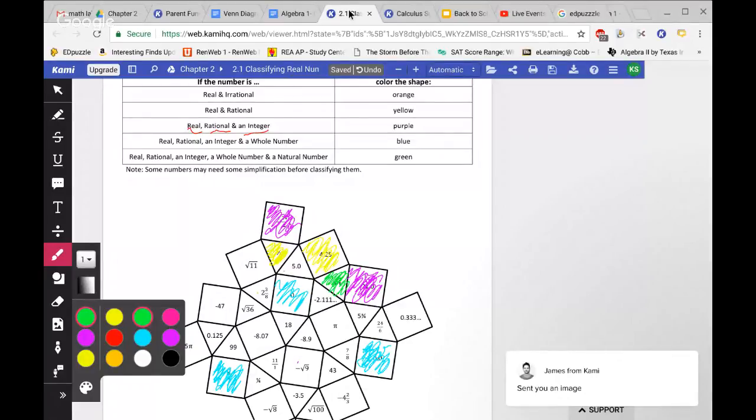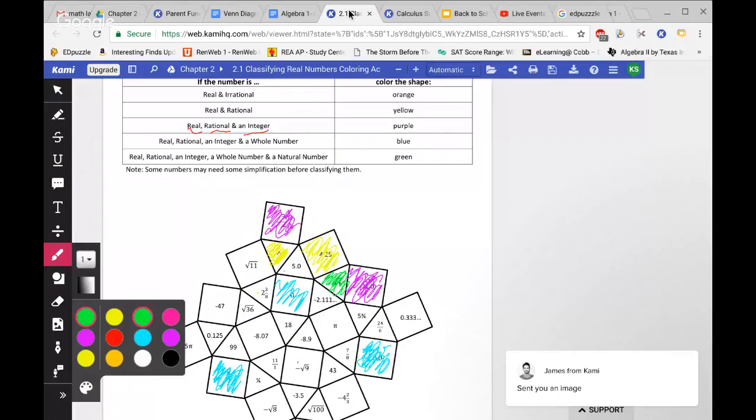A natural number is all the numbers that we use to count, like 1, 2, 3, 4, 5, 6, 7. It does not include 0. 0 all of a sudden makes the difference between whole numbers and natural numbers. 0 is the only difference.